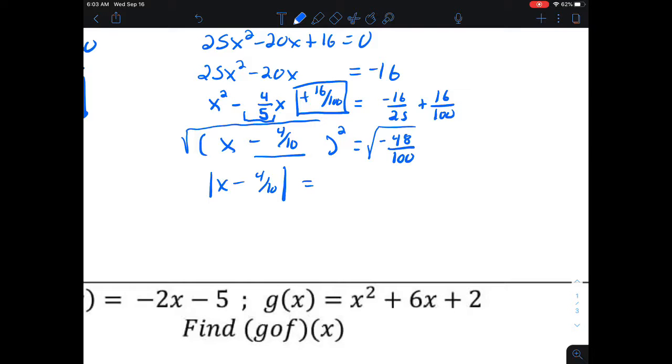Square root of negative 48 over 100 is going to be i times the square root of 48 on top. Square root of 100 is 10. And we can simplify that square root of 48. You could say 4 times 12. Square root of 4 times square root of 12, which is going to be 2 times the square root of 4 times square root of 3, which would be 4 roots of 3.